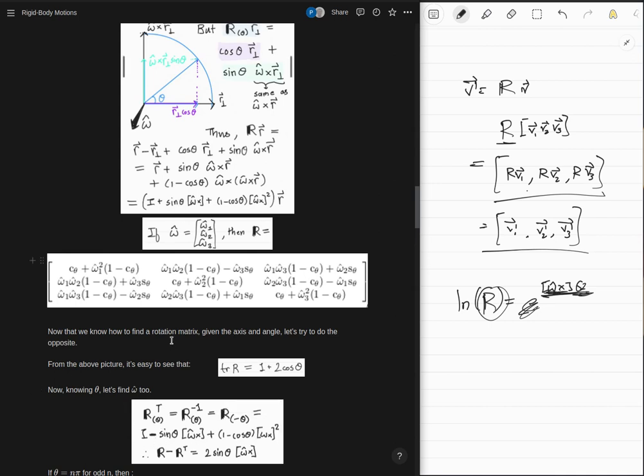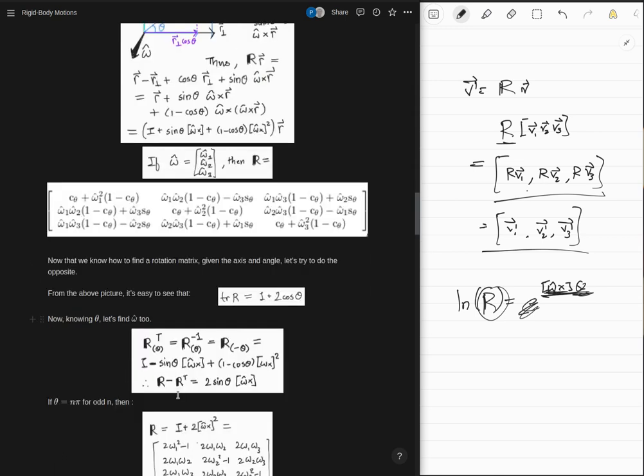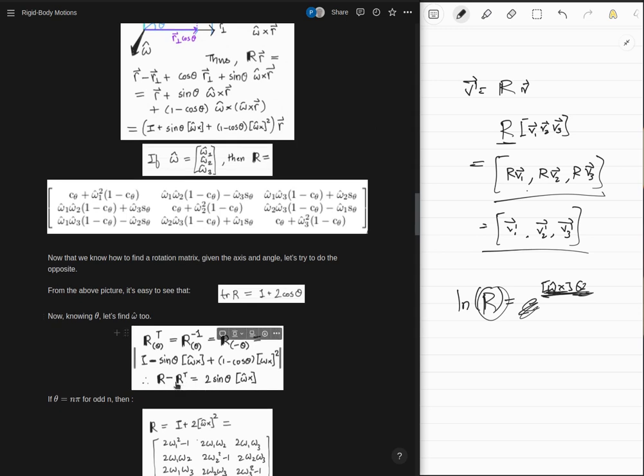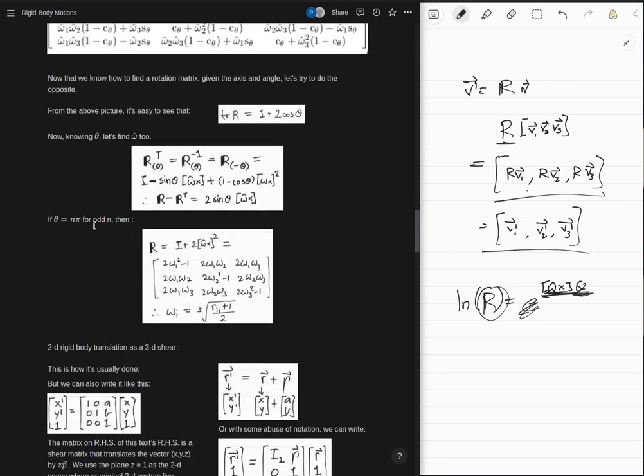So subtracting this from that actually gives us 2 sine theta omega cross. So all we have to do is just transpose the matrix, subtract the transpose from the original matrix, and you get 2 sine theta omega cross. If this is the 0 matrix, then well, that's nice, sine theta was 0. If it's not, then since we already figured out what the value of theta is going to be, you can divide by 2 sine theta to get omega cross. And there you go. And okay, if theta equal to n pi, then this thing will be equal to 0, so like R equal to R transpose.